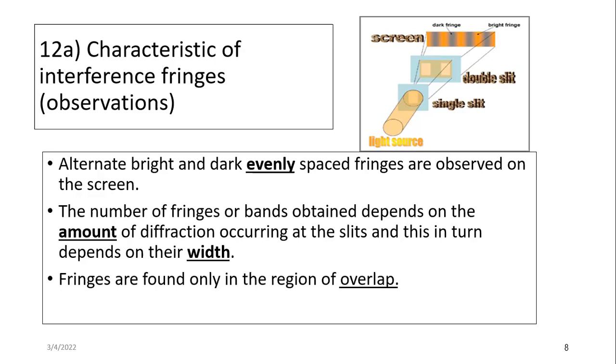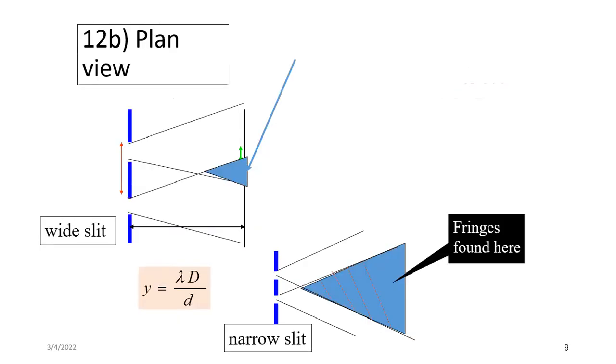Fringes are found only in the region of overlap. Remember that is your slit; we look at the plan view. That one is a wide slit, and from this slit there's diffraction. So the interference pattern is found in this area only. This is called the region of interference.